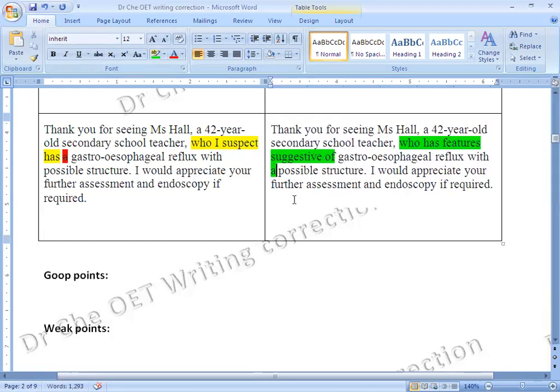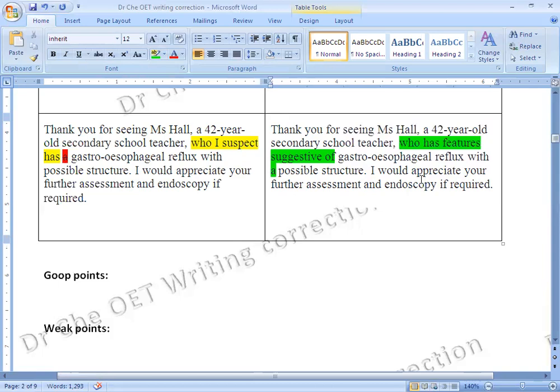I would appreciate your further assessment and endoscopy. Now my question is, with medical procedures like endoscopy and MRI, do we use an article or not?